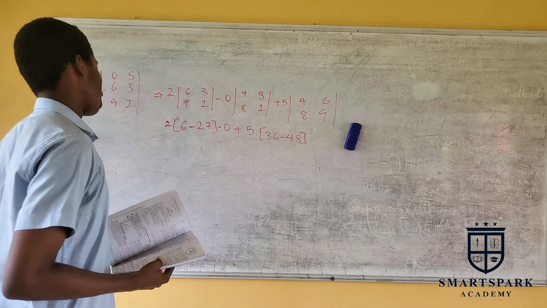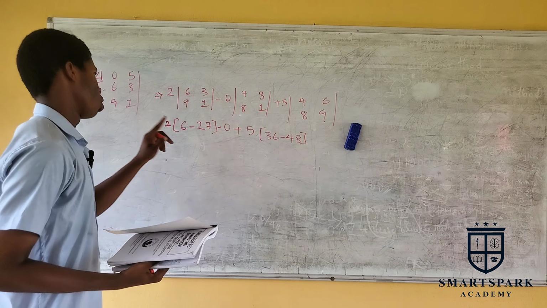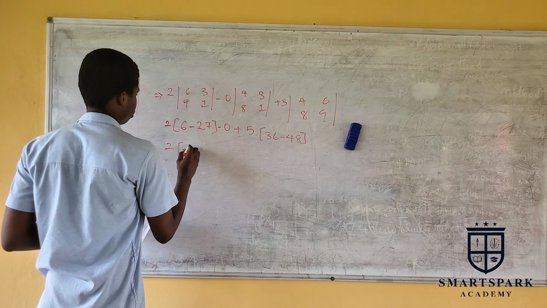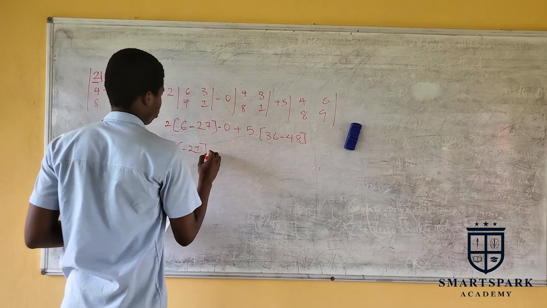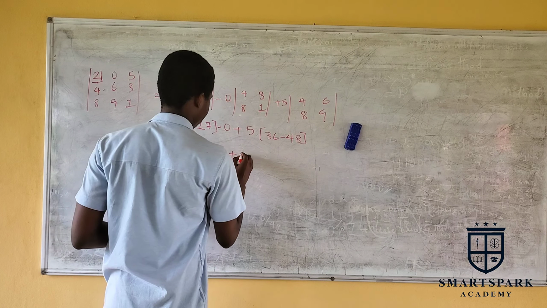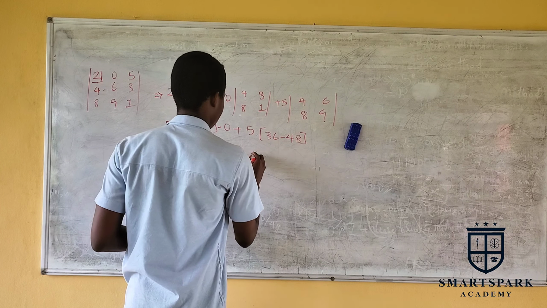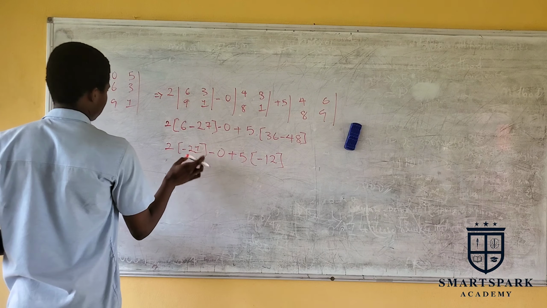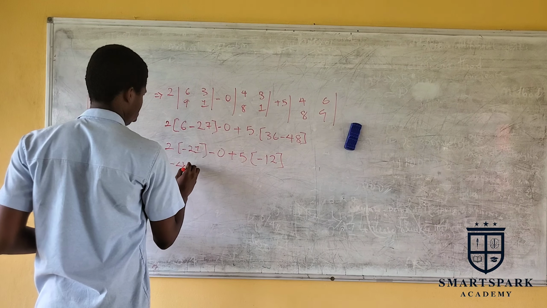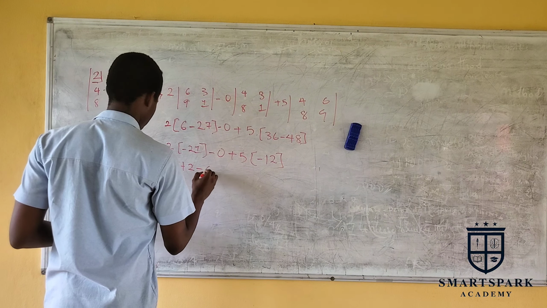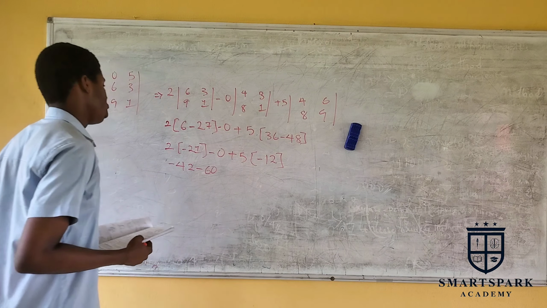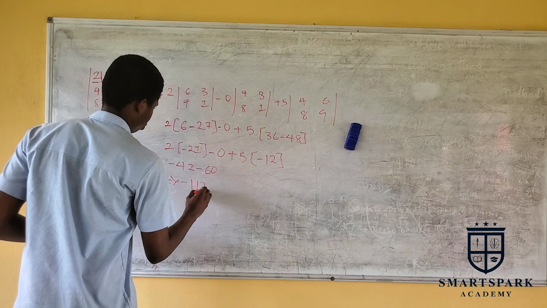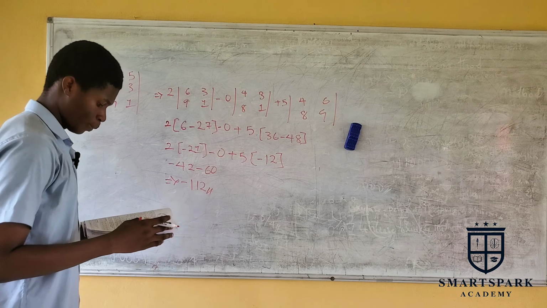So now we are going to do our normal computation. 6 minus 27 is 21. So it is 2 times minus 21 minus 0 plus 5. 36 minus 48 is minus 12. So now we are going to multiply this, minus 42, minus 60. So now summing this up, we are going to get minus 112. So that is our answer.